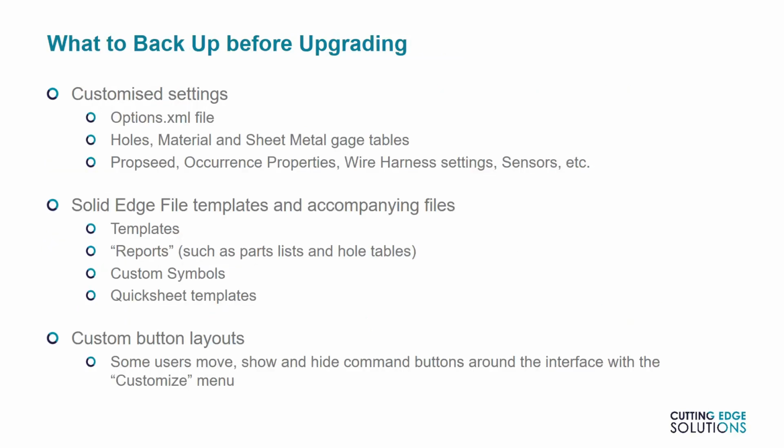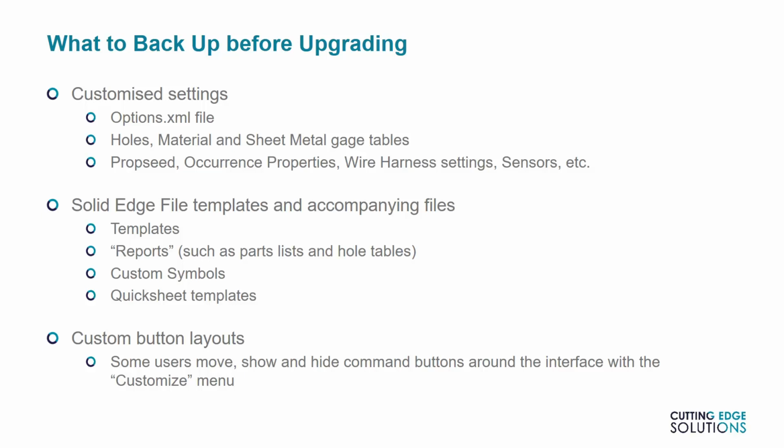While some users will be happy to simply uninstall their current version and install ST10, most have some form of customization to Solid Edge's interface or settings that they want to keep. There are three main groups of settings that users can bring from their current version into ST10. The first are files from the install directory that govern software behavior, such as the currently active options, all libraries of holes, materials, sheet metal gauges, and other custom geometry or file properties that need to be present in all your files.